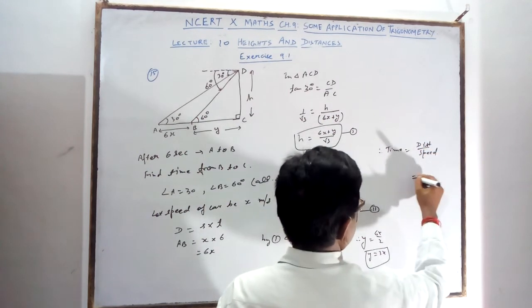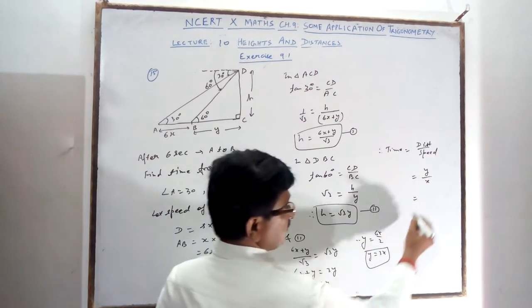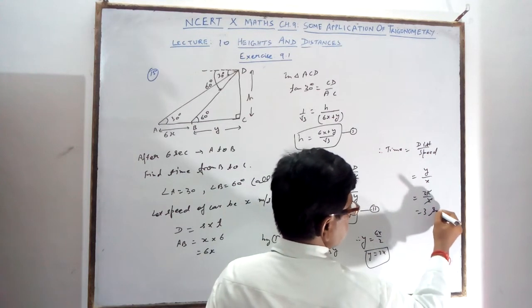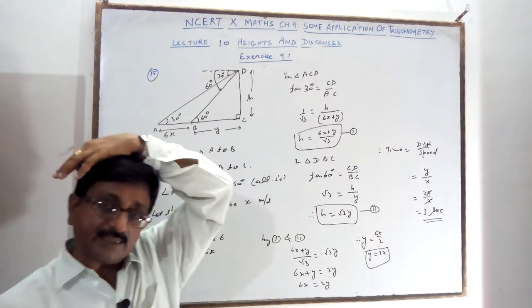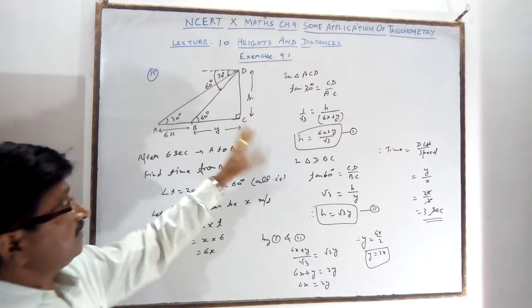Put the values. What is the distance? y by x, but y in terms of 3x. So 3x by x, x cancels. 3 seconds it will take to reach C. The car reaches the foot of the tower in 3 seconds more.